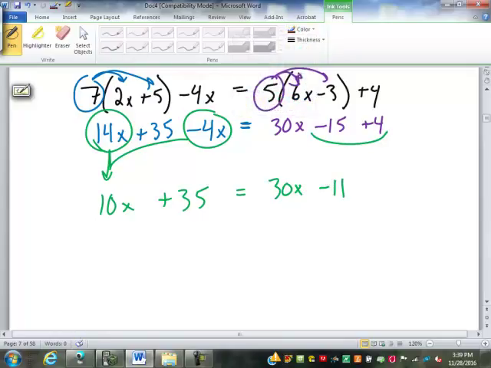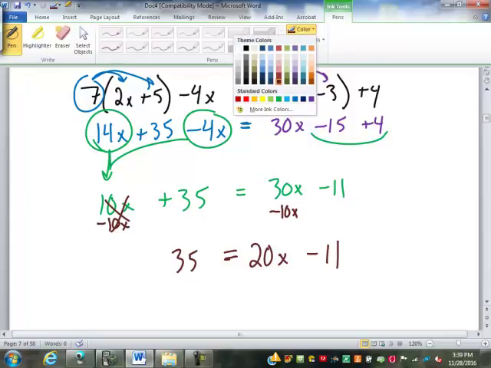From this point, what do I have to do? I have to get rid of one of the x's. The 10 is the smaller one, so I'm going to subtract 10x. So over here I'm left with 35. 30x minus 10x is 20x, minus 11 is still sitting over there.